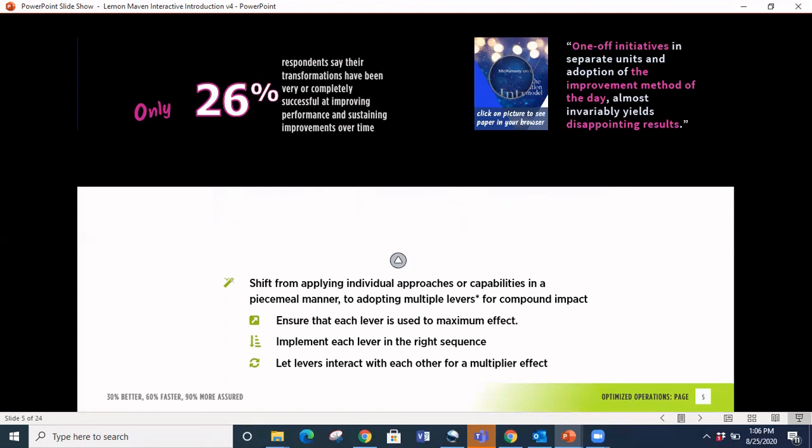And what they did was they simply did away with the piecemeal or the siloed approach of undertaking the initiatives we saw on the previous slide, and instead they ensured they used the Maven operational optimization methodology to identify the right set of levers in the right sequence and follow a layered approach to get the maximum benefit out of that.